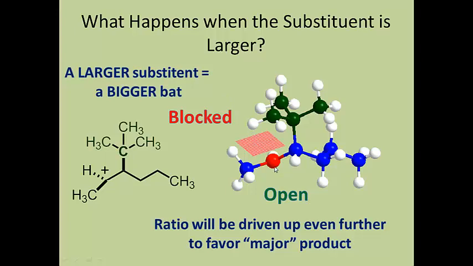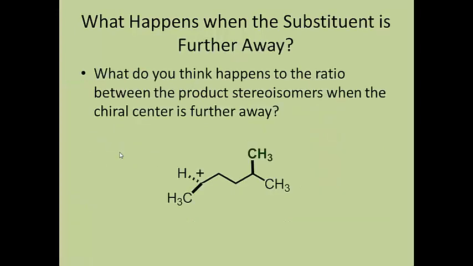So what's going to happen when you increase the size of that substituent is the ratio between the stereoisomers in the product is going to be driven up even further. So maybe not 70-30, maybe this time with the tert-butyl it may be 90-10, or may even be 99-1. I'm using random numbers here because I just want to make a point that with that pre-existing stereo center, it's going to change the ratio of the products.